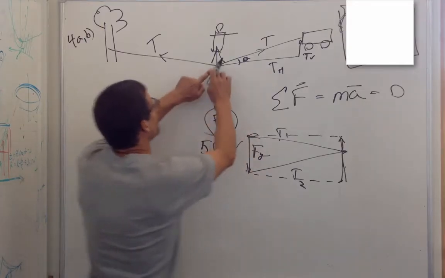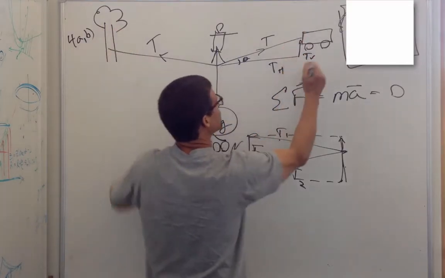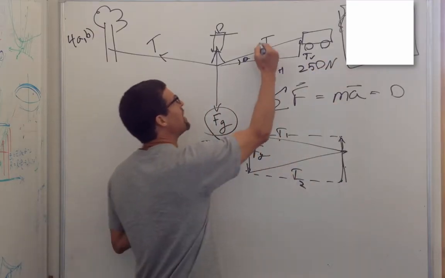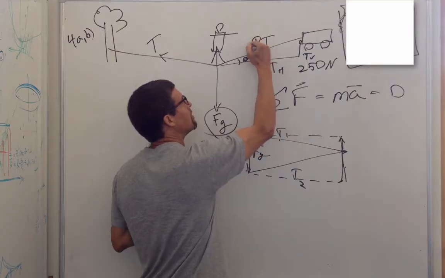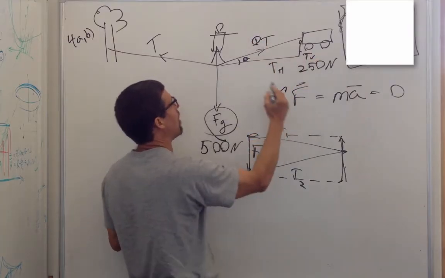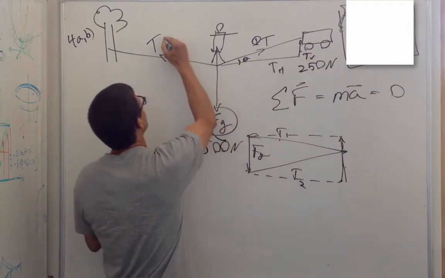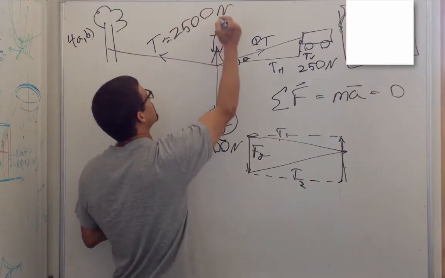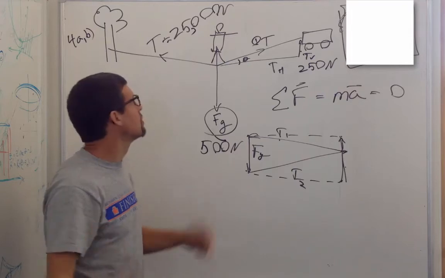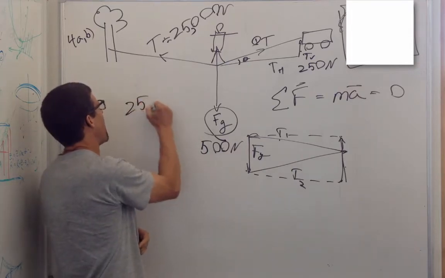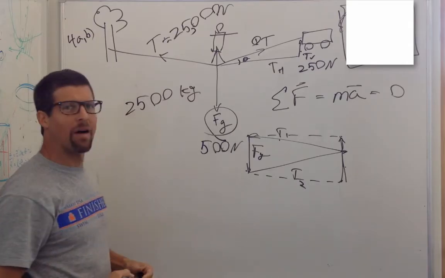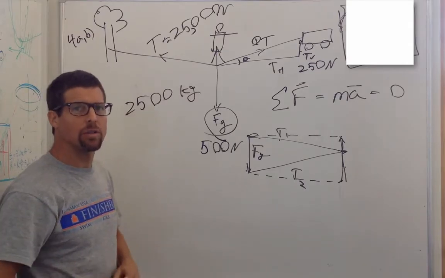Or you could just say these guys split the force, each gets 250 newtons, and we recognize this ratio, 10 meters to 10 centimeters is 1 to 100, so this tension just has to be 25,000 newtons. What's 25,000 newtons? Well, it's the force of gravity on 2,500 kilograms, or about 5,000 pounds.